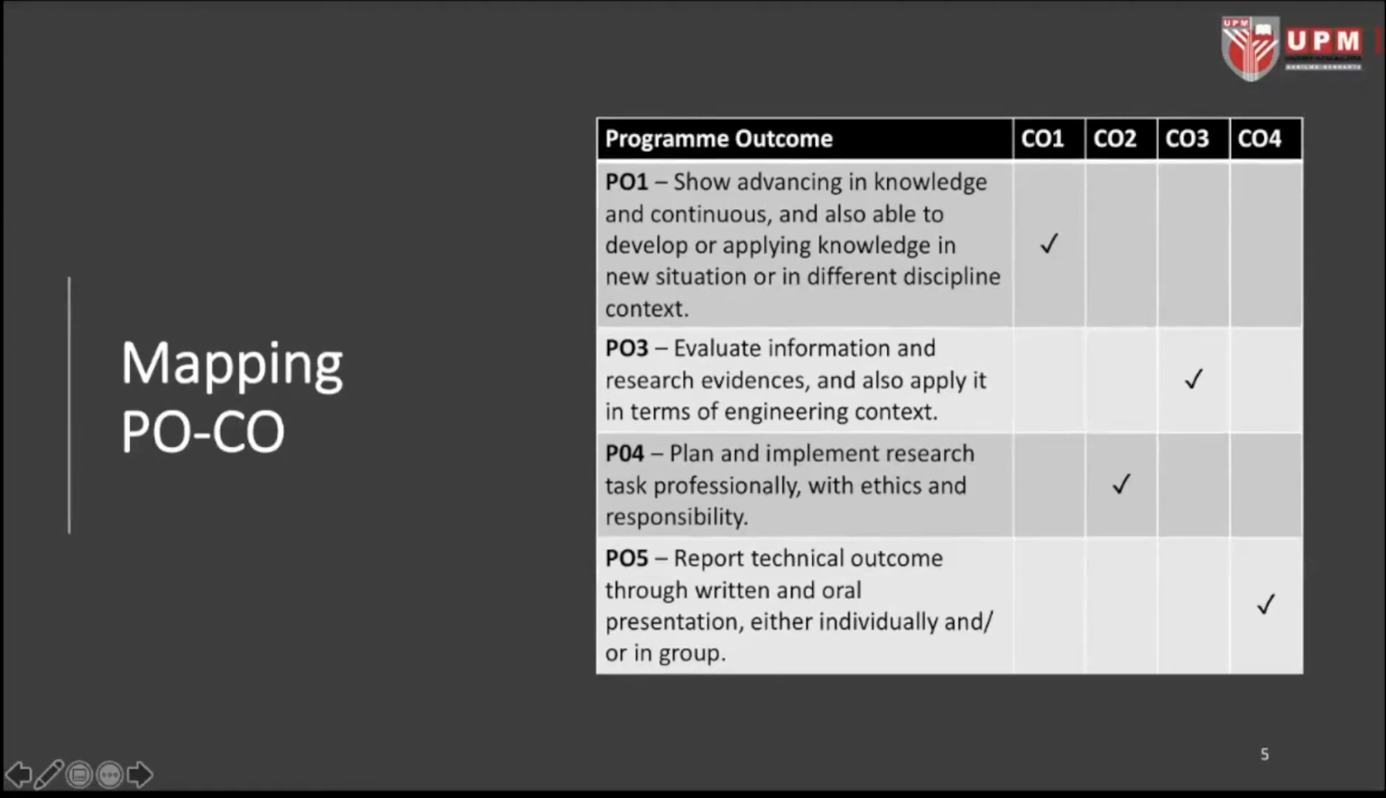And the final program outcome is mapped to course outcome number four. It is about students being able to report technical outcomes through written and oral presentation. That's why in this course we are going to have group presentation and video presentation, as well as the project business proposal report, either individually or in group. So we will have the group business proposal as well as the video presented in group or by individual. We will decide later on how it is going to be conducted.